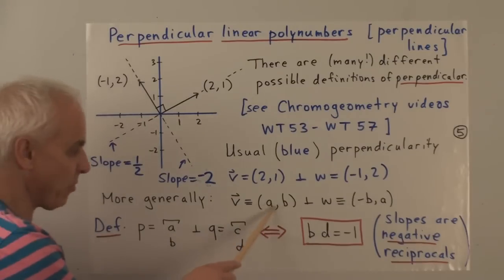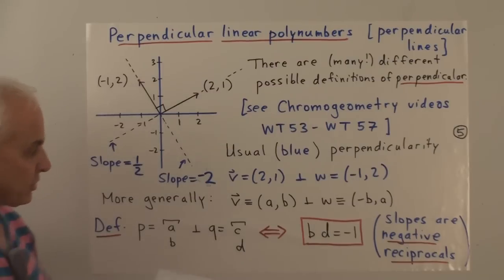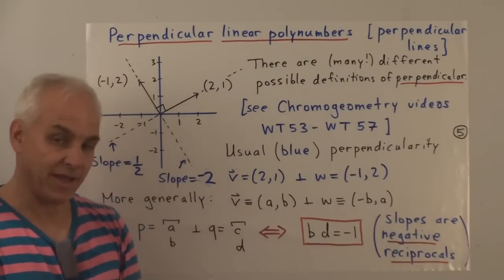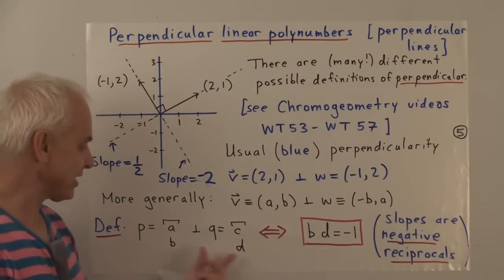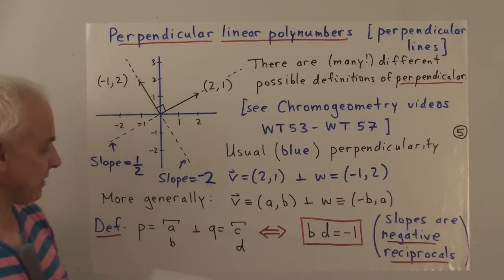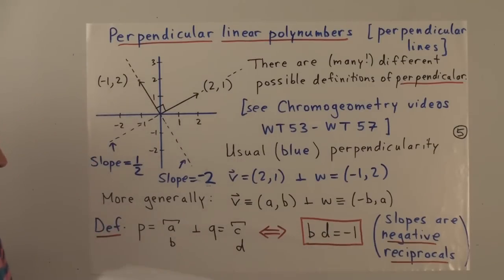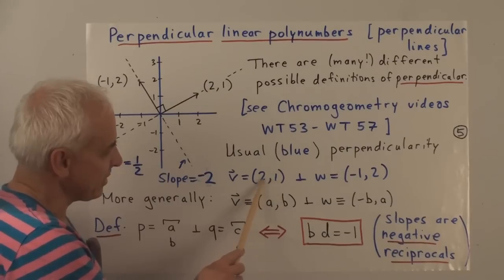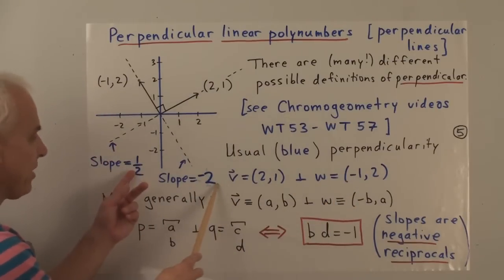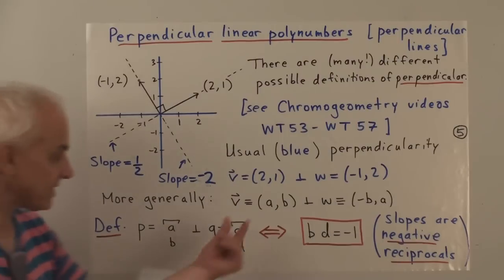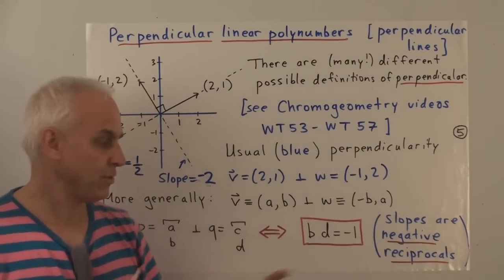So in general, the slope here will be b over a, and the slope here will be a over minus b. And so the relationship between those two slopes is that one is the negative reciprocal of the other. In other words, the two slopes, b and d, of the two lines, if we write them as polynumbers, will multiply to -1. Okay, so just make sure you agree here. The slope here is 1/2, the slope here is -2. You multiply them together, you get -1. And that's the same as here and here. b over a times a over minus b, you get -1.